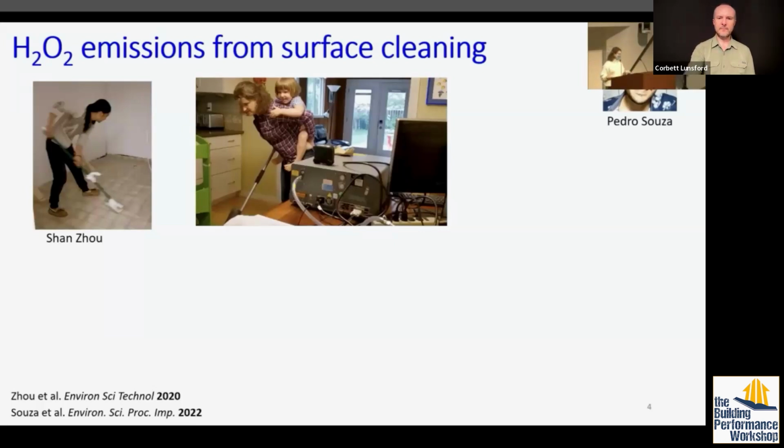So we did 2 different studies. One was in a chamber. Shan Zhou, who was a postdoc in my group, really led that work. This is an environmental chamber at Syracuse University. We have a linoleum floor and painted drywalls, and then we had a suite of measurements, including our hydrogen peroxide analyzer. The inlet was in the middle of the room. There were fans running, the usual, to get good air mixing.